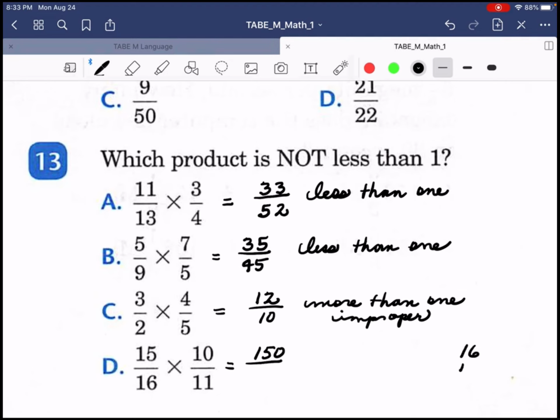I don't know 16 times 11, so I'm going to come over to the side and multiply that out. That's for those of you who may not have a calculator. If you have a calculator, use it. 150 over 150 would be 1. So this, 170 over 170. This is less than 1. The one that is not less than 1 is C. That is an improper top-heavy fraction.